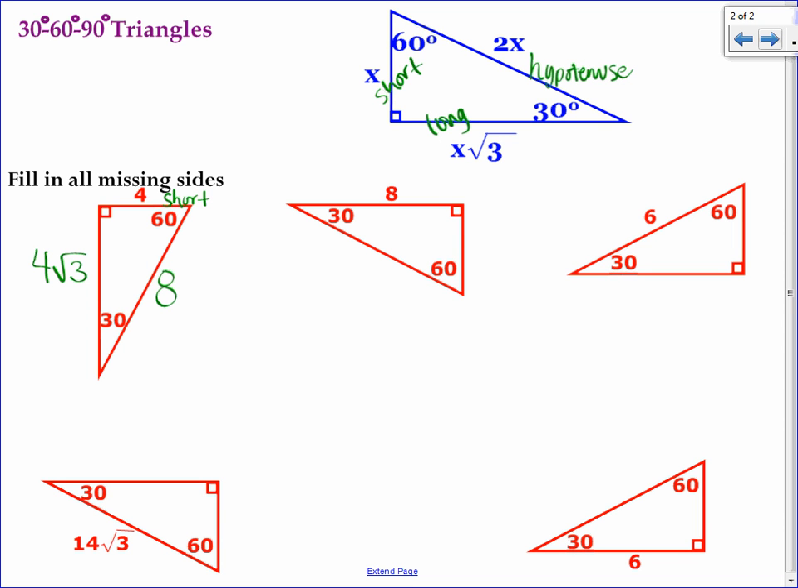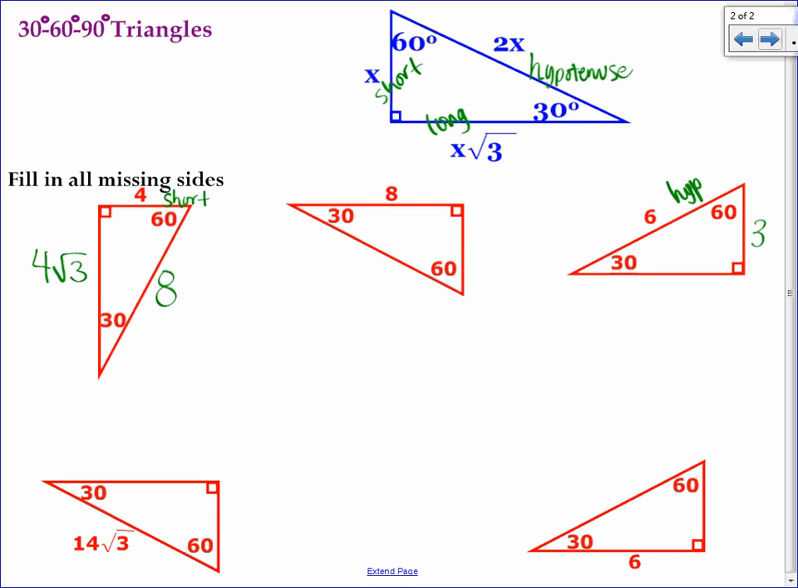Okay. We're going to skip this one. Let's jump over here to the third one. What one did they give us? We have the hypotenuse. Okay, so we're looking here on the pattern. So they gave us 6 for the hypotenuse. How long is the short leg? 3. Okay, so we'll put 3 over here.